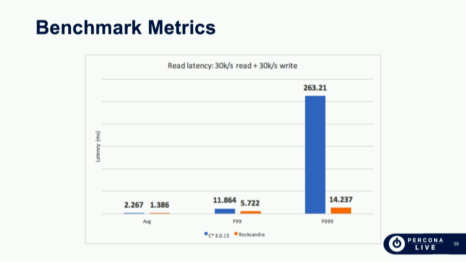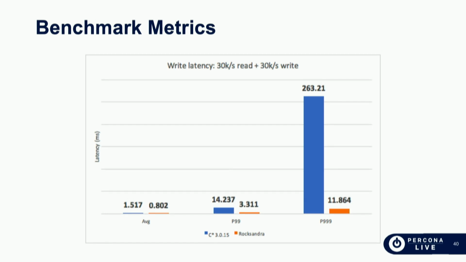This is a benchmark result for a workload that contains 30,000 read QPS and 30,000 write QPS. It compared the average and P99 read latency. The blue one is the Cassandra 3.0 cluster, and the orange one is the Cassandra RocksDB cluster. As you can see, the RocksDB cluster can provide 2 times lower average read latency and about 20 times lower P99 read latency.